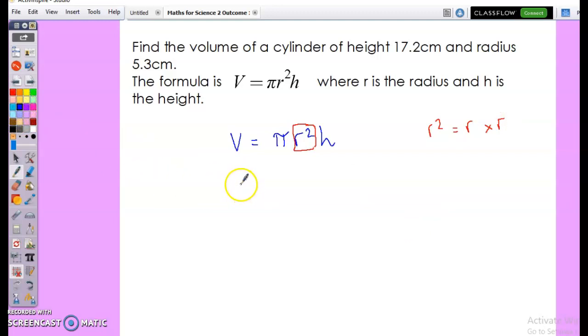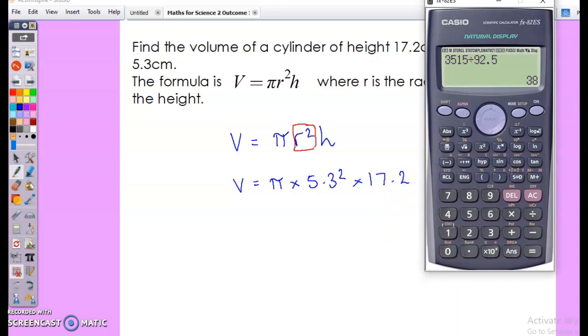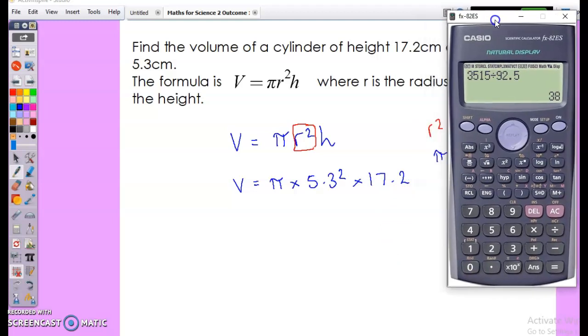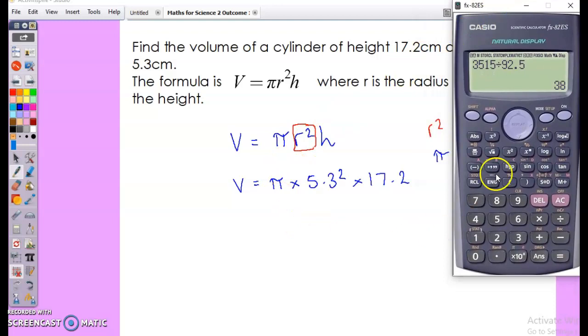Let's substitute in some numbers then. Pi is the pi symbol on your calculator. If you can't find a pi symbol on your calculator, you can take pi to be 3.14. Radius is 5.3. Need to square that. Height is 17.2. Okay. There is a squared button on your calculator. There is a pi button on your calculator. I'll show you how to do it if you don't have these buttons, if you haven't got a scientific calculator yet.